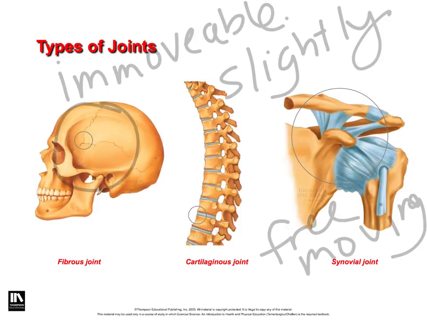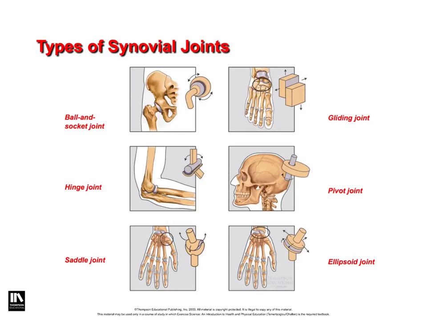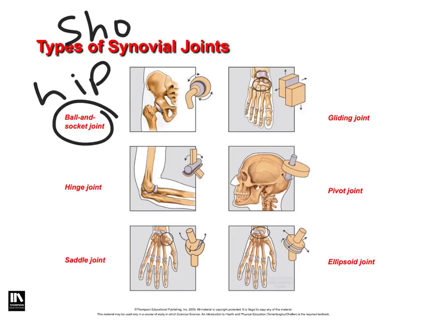So let's take a look at those 6 types of synovial joints. The first type of synovial joint is called a ball and socket joint. So it's where the head of a bone fits into a fossa. So for example, you've got your hip joint and you've got your shoulder joint, would also be a ball and socket. The next type of joint we're going to take a look at is a gliding joint. It's where they slide back and forth in 4 different directions, and those would be the tarsals and the carpals.